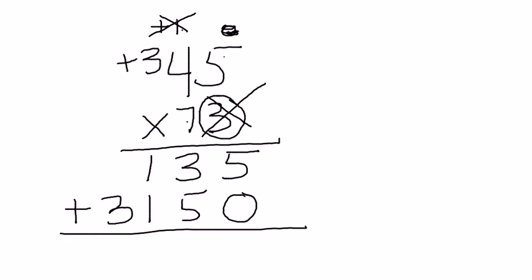Add them together. 5 plus 0 is 5. 3 plus 5 is 8. 1 plus 1 is 2. And bring down my 3. Your answer is 3,285. I hope this helps you complete your multiplication problems in the traditional method.